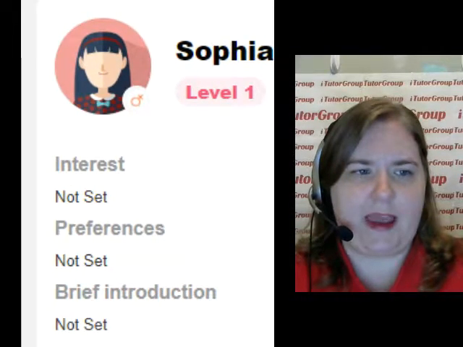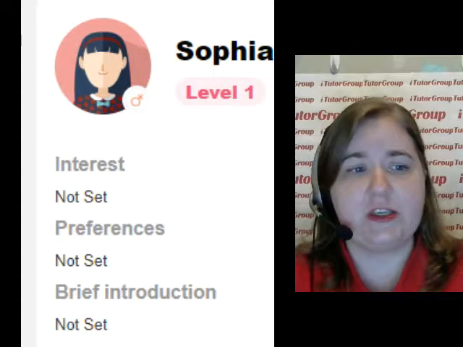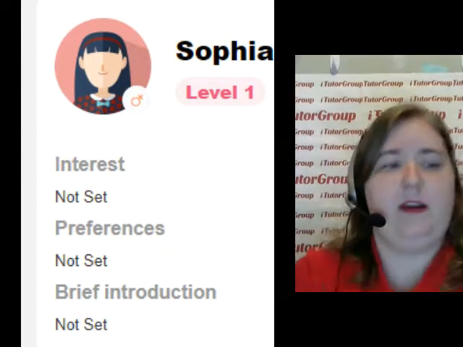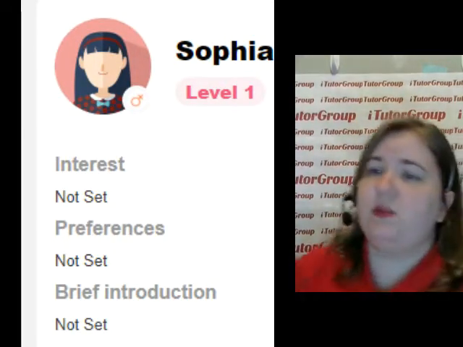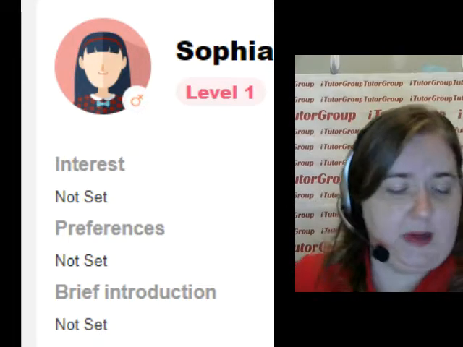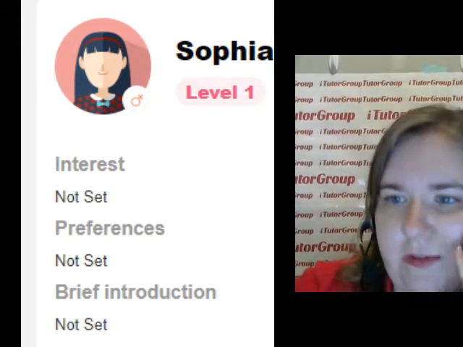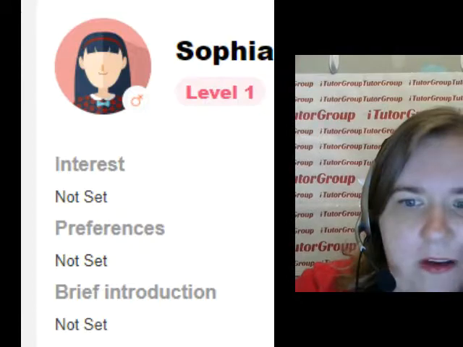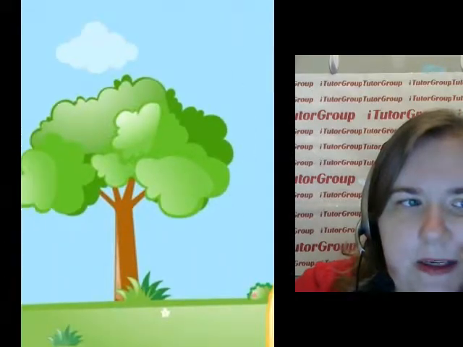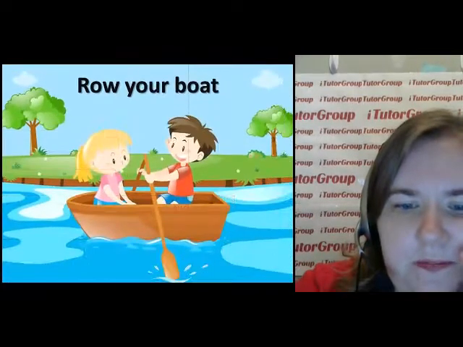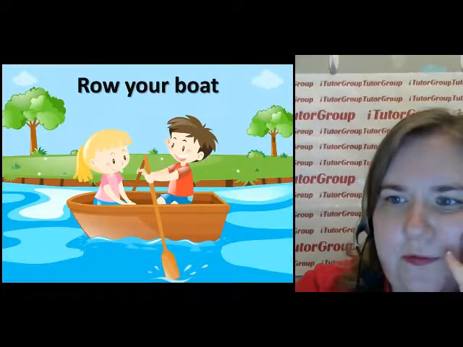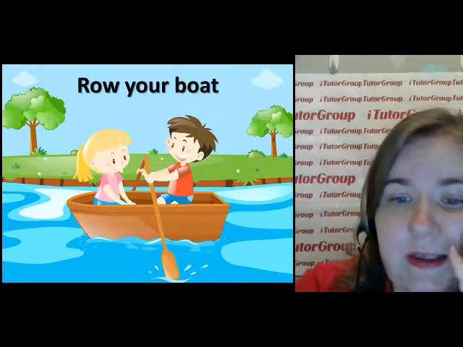And then if they have something set here, they're going to tell you their interests, preferences, and an introduction about themselves. A lot of times adults will select these. Kids may or may not. So that gives you a little bit of information about the client that you're going to have. And then you click this arrow to the side, and here is the lesson material. So for my class in a few hours, I have Row Your Boat.